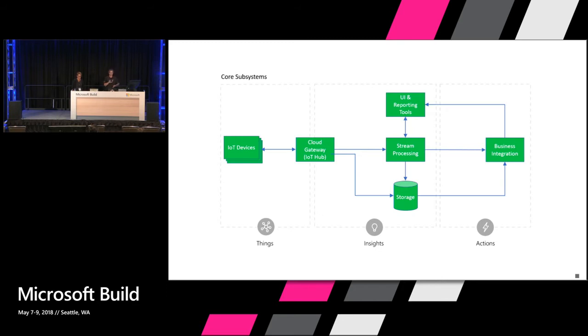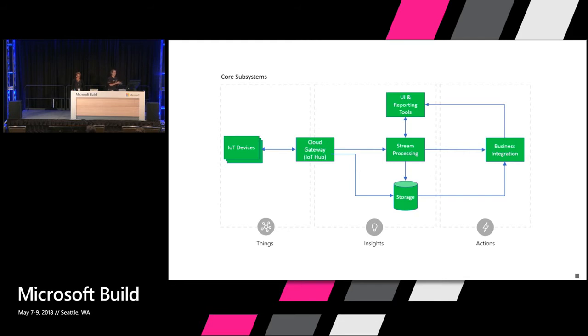Okay, I probably shouldn't have come to this slide yet. Basically what we're going to do over the next 4 or 5 slides is we're going to start to layer on additional complexity and subsystems on top of things, insights, and actions. So this set of subsystems, I have yet to see an IoT solution that didn't need each of these.